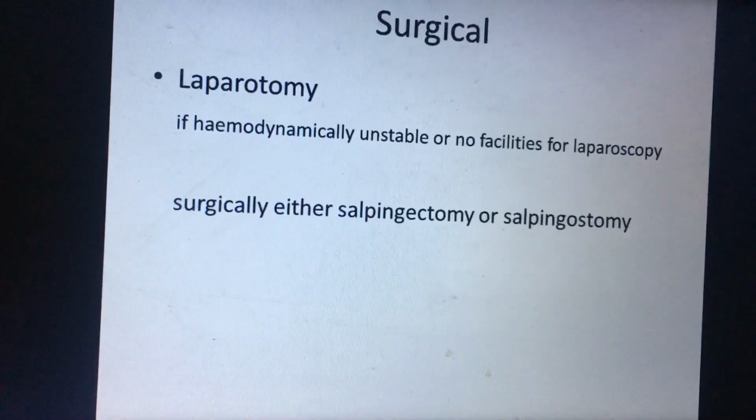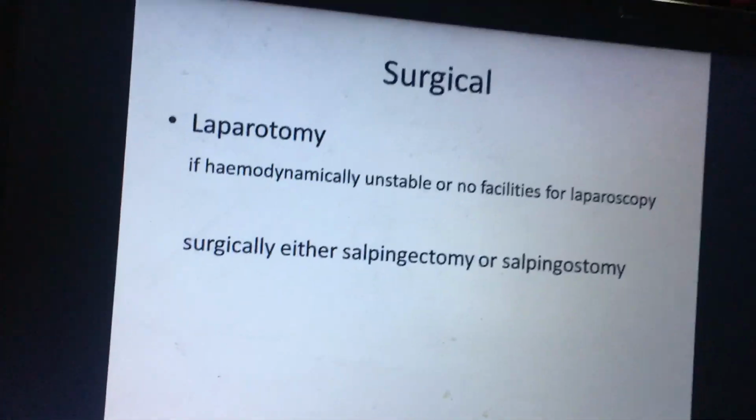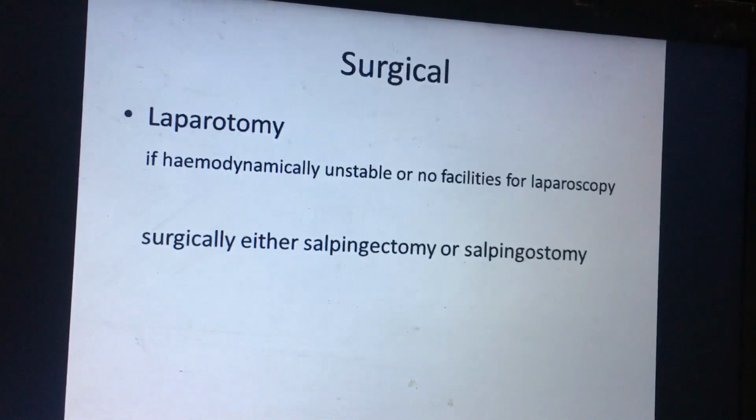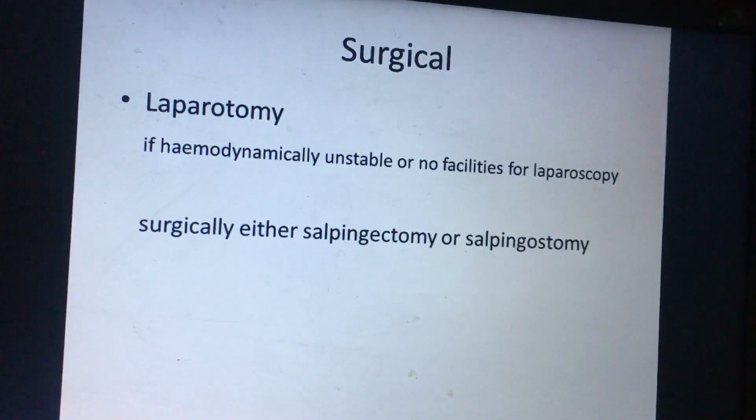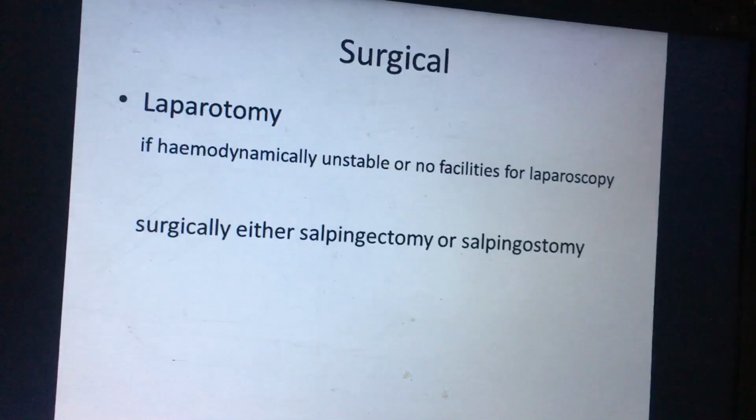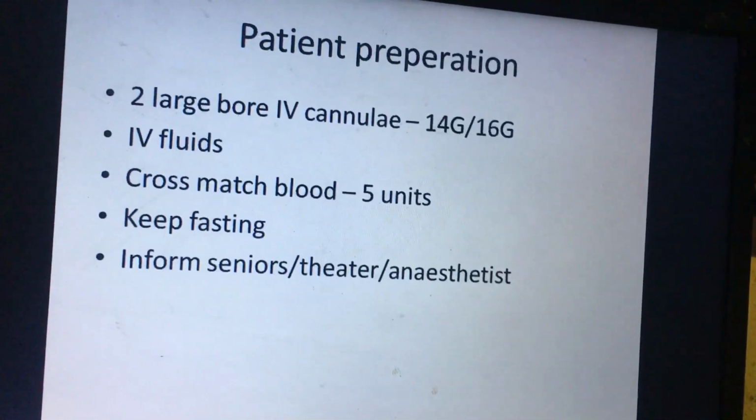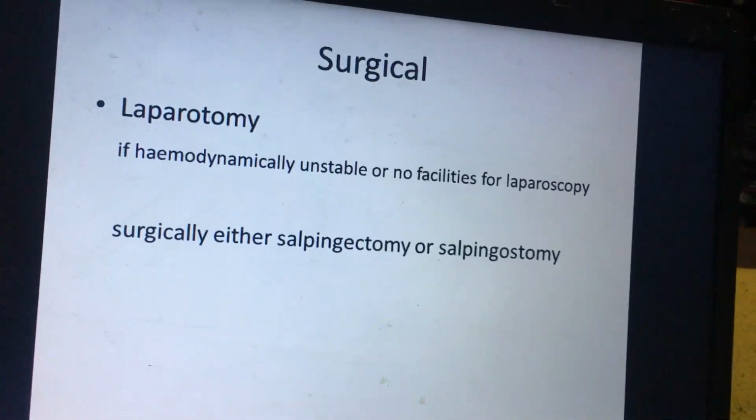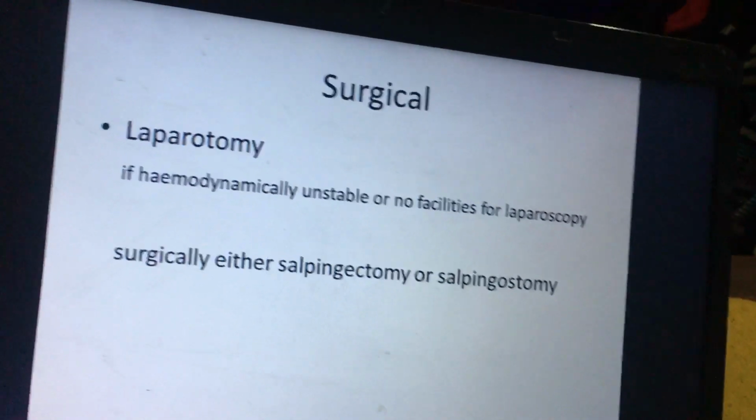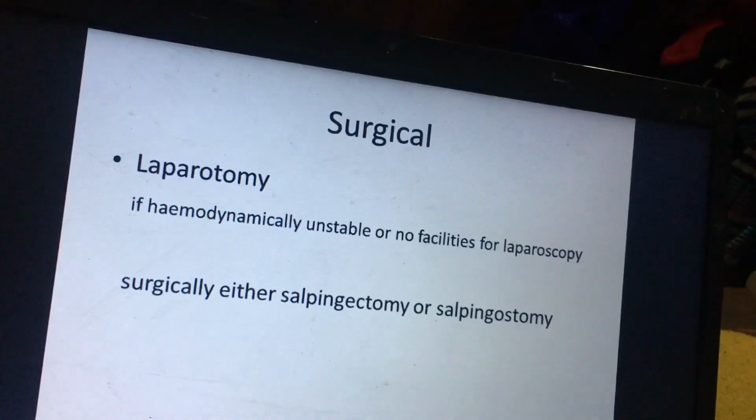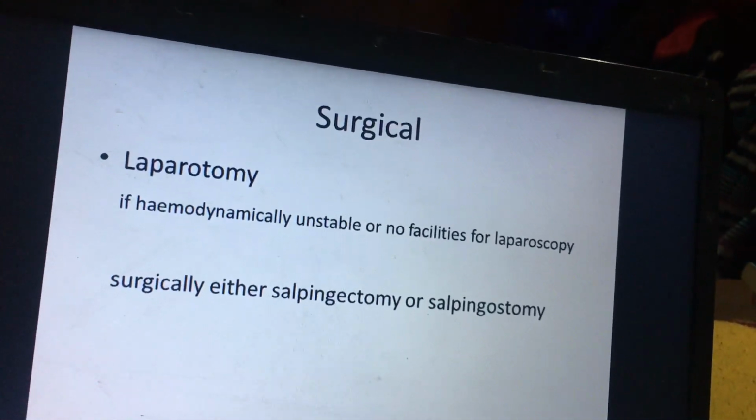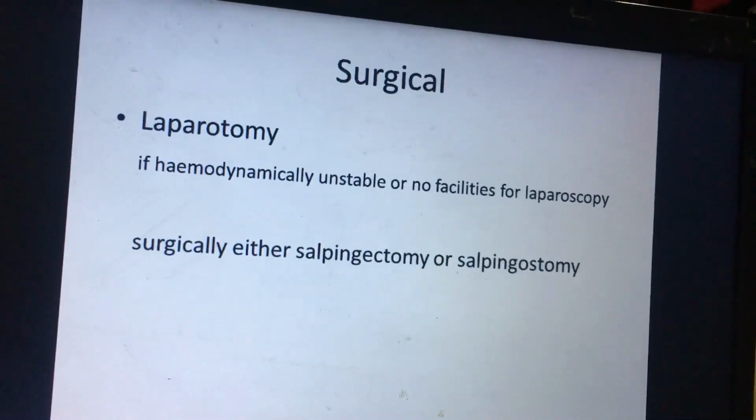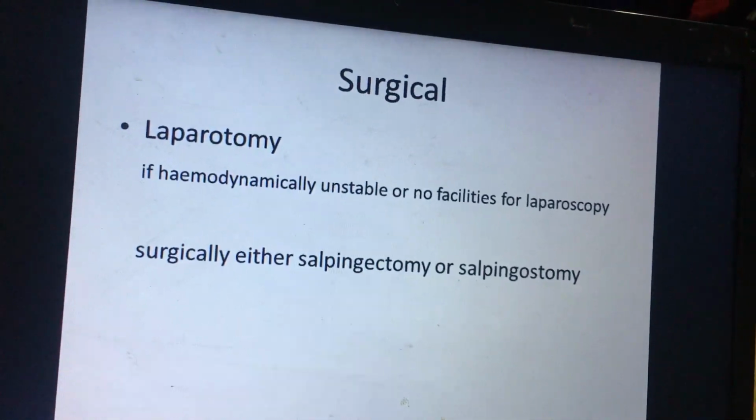And if you can't go for laparoscopy, in case of a hemodynamically unstable patient or no facilities for laparoscopy, you have to go for laparotomy. You can do surgically either salpingectomy or salpingostomy. Salpingectomy is done in patients whose other fallopian tube is functional. Salpingostomy is done where the patient has a non-functional fallopian tube on the other side.